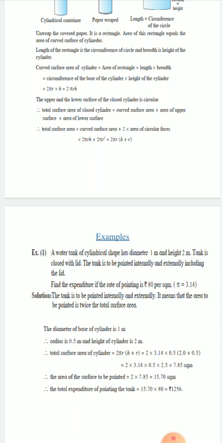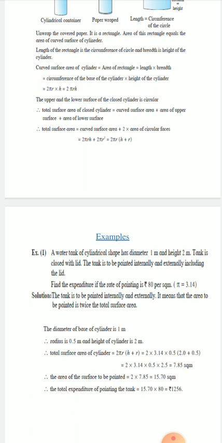So if I multiply this, it becomes 1256 rupees. So the total expenditure of painting the tank is 1256 rupees. So if I want to paint the tank internally as well as the external surface including the lid, I need 1256 rupees.